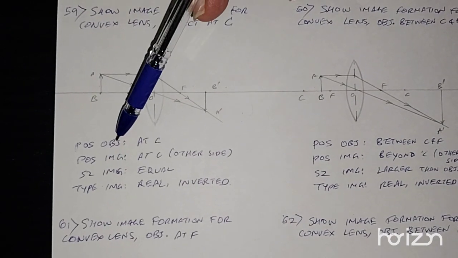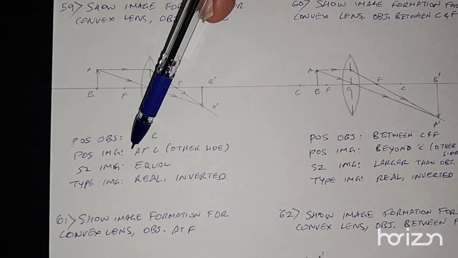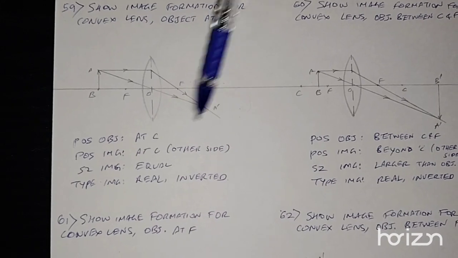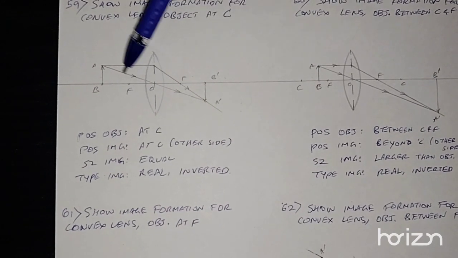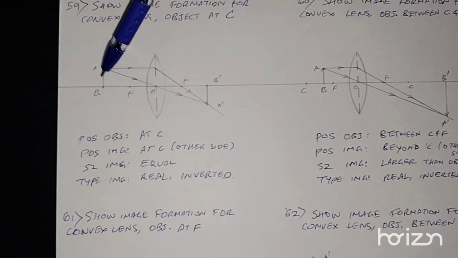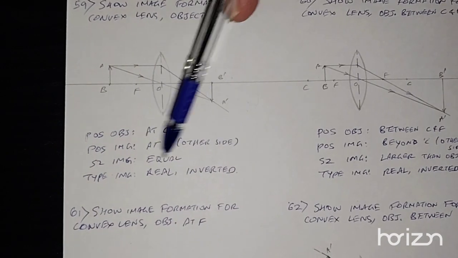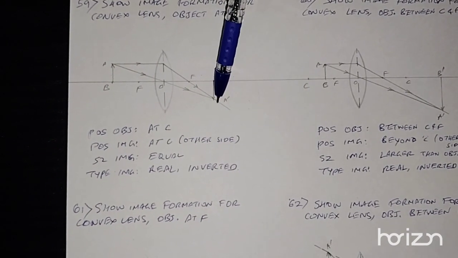Okay, so if you place the object at C, the position of the image will also be at C, but on the other side. And as you can see, the sizes are equal. Okay, and it is a real image, but it is inverted.